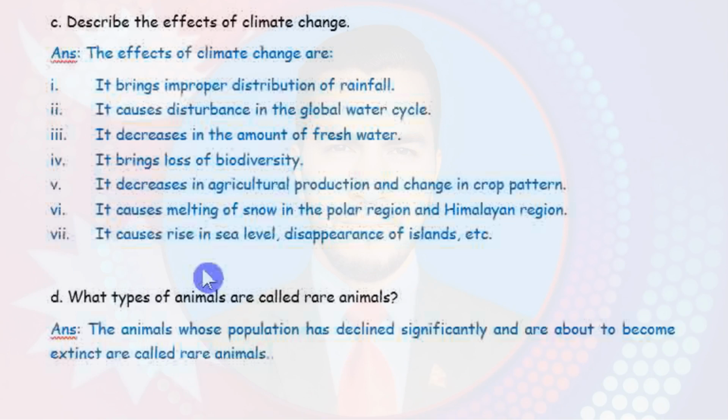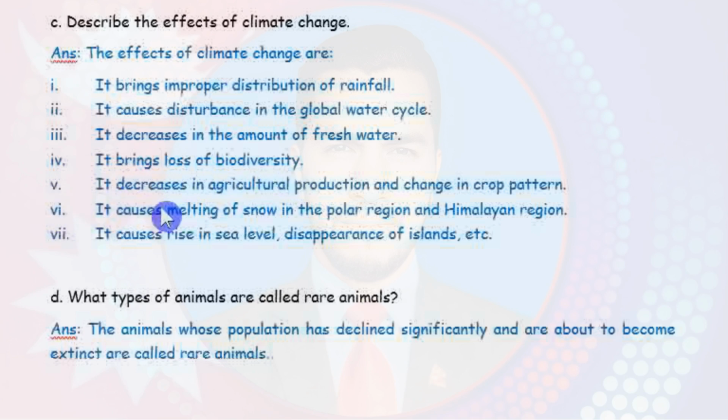Now let's go to C number. Describe the effects of climate change. Answer: the effects of climate change are: number first, it brings improper distribution of rainfall. Number second, it causes disturbance in the global water cycle. Number third, it decreases the amount of fresh water. Number fourth, it brings loss of biodiversity.